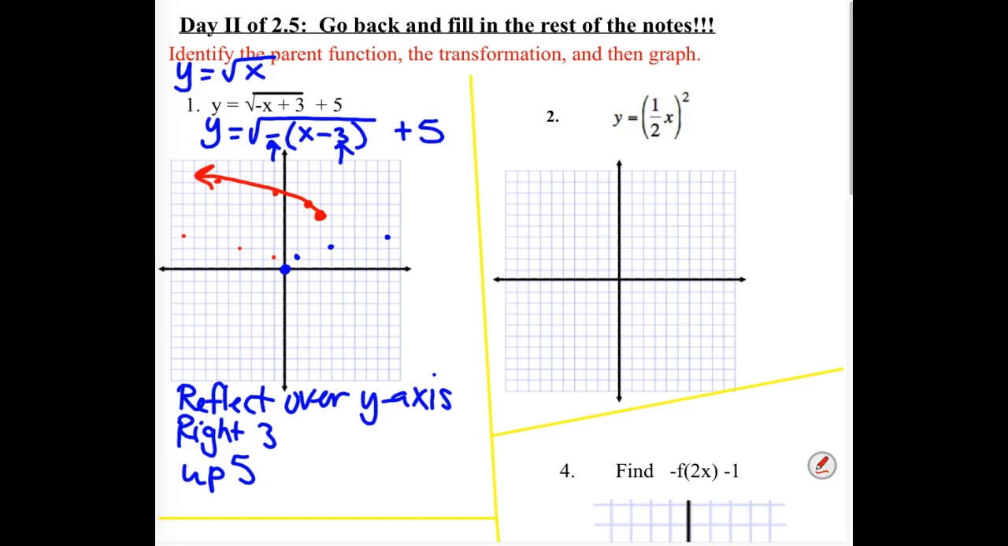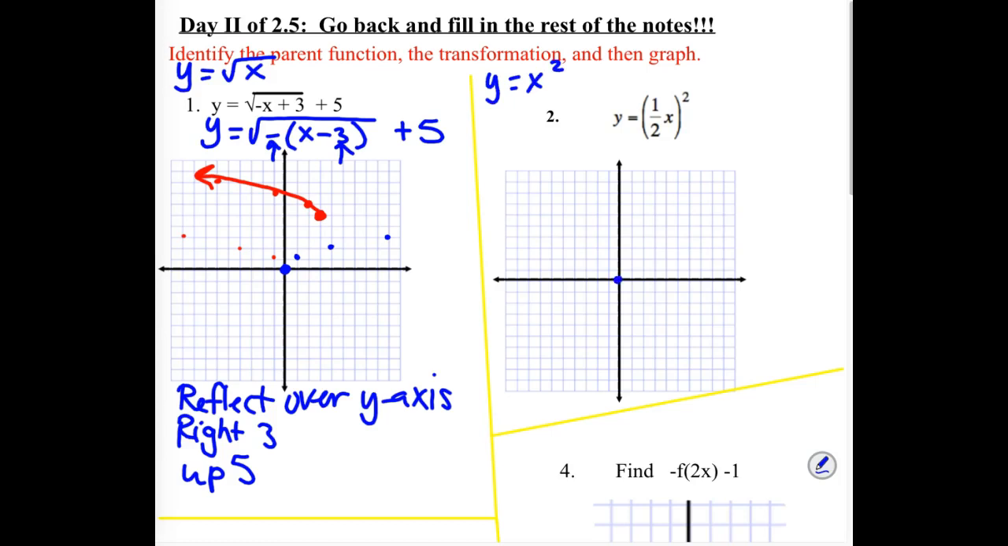Okay. Let's look at our next example. We don't have quite as many transformations here. What is the parent function? An x squared. Good. All right, so let's go ahead and plot that. That is a parabola, vertex at the origin.